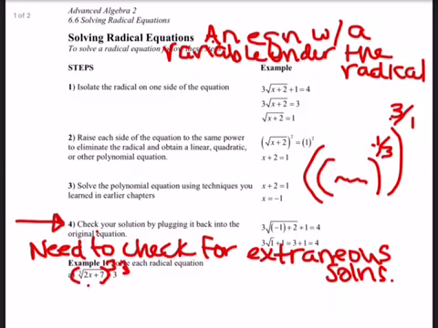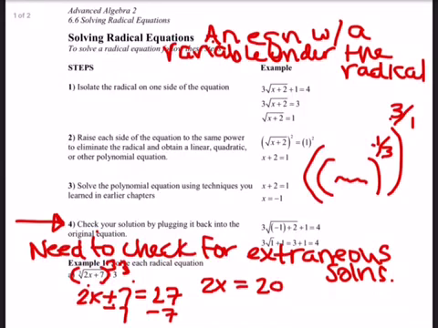But if I do that on one side, I have to do it on the other. So that's going to give me 2x plus 7 is equal to 3 cubed, which is 27. Now solving for x, I'm going to subtract 7 from both sides. That's going to leave me with 2x equals 20. And then I'm going to divide both sides by 2 to get x equals 10.